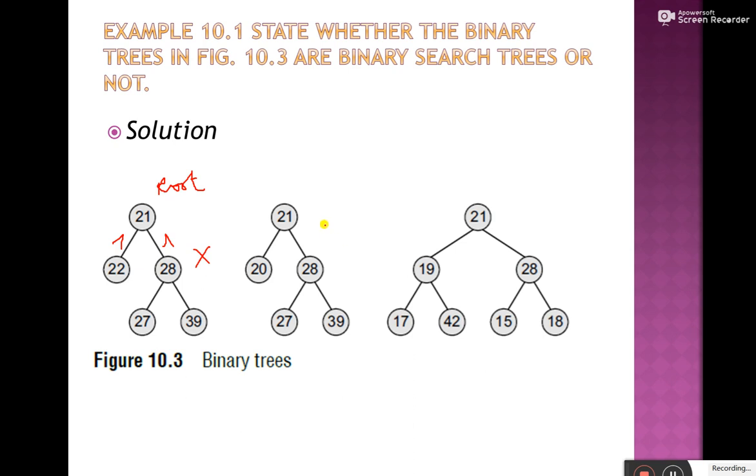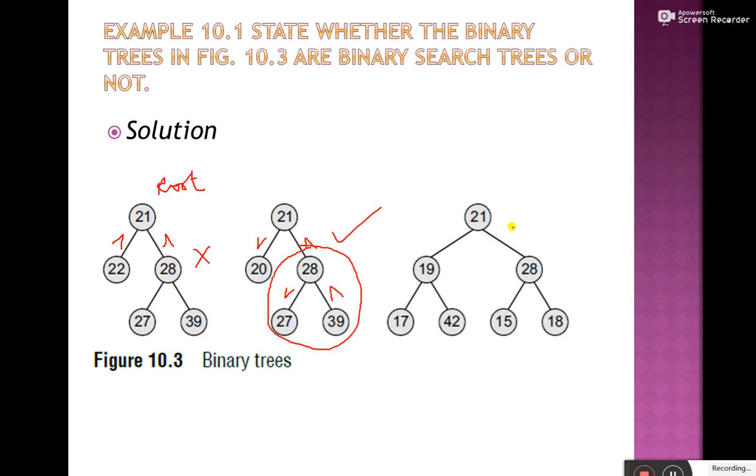Now if we move on to this, here root node is 21. So the left subtree has value 20, which is less than 21, and the right subtree has value 28, which is greater than 21. Now if we move further in the right subtree, the root node is 28 here and the left child has value 27, which is less than 28, and the right child has value 39, which is greater than 28. So this is a binary search tree.